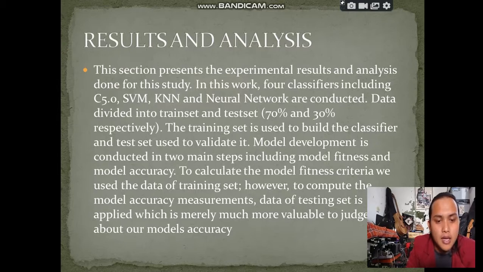And now the results and analysis. This section presents the experimental results and analysis done for the study. In this work, the classifiers C5.0, SVM, KNN, and neural network were conducted. Data was divided into a train set and a test set, 70% and 30% respectively. The training set is used to build the classifier, and the test set is used to validate it. Model development is conducted in two main steps, including model fitness and model accuracy. To calculate the model fitness criteria, we use the data of the training set. However, to compute the model accuracy measurement, data of the testing set is applied.